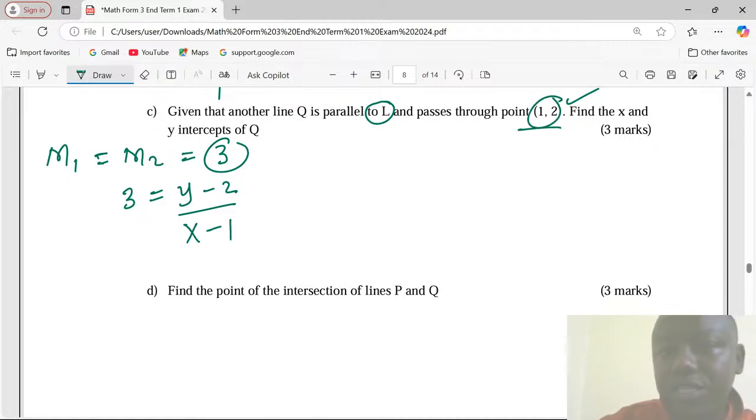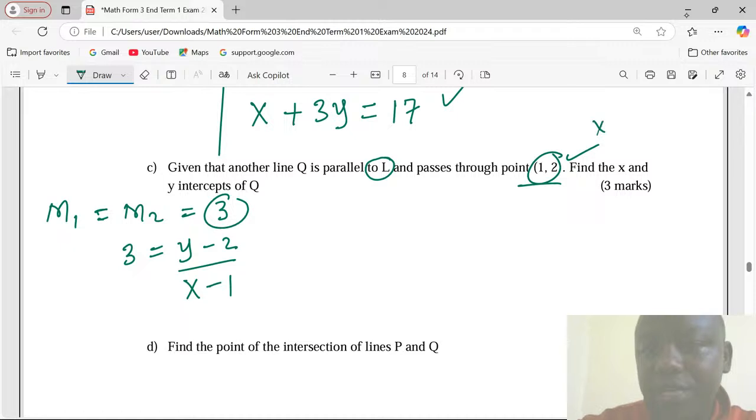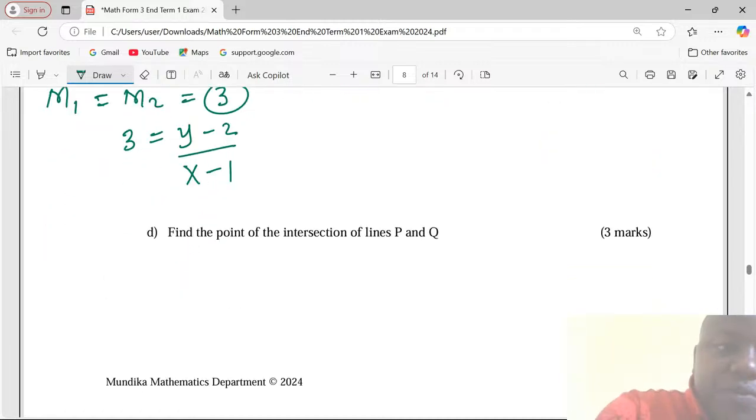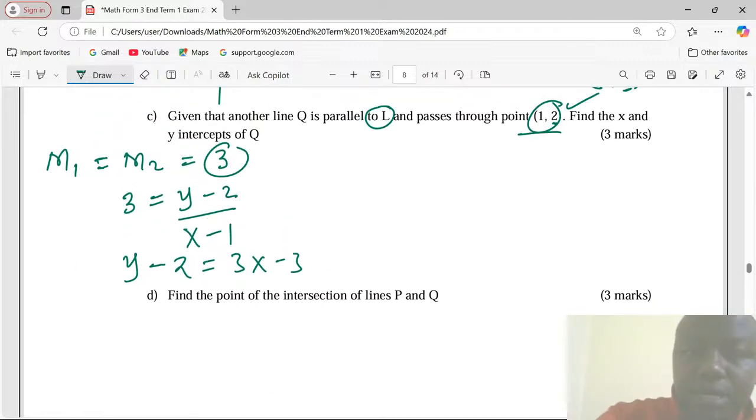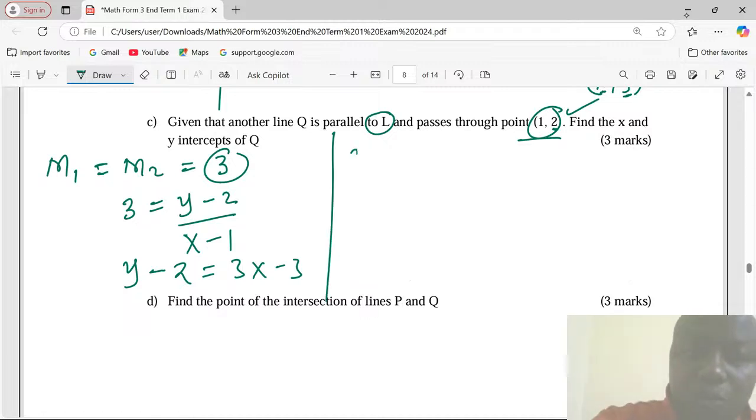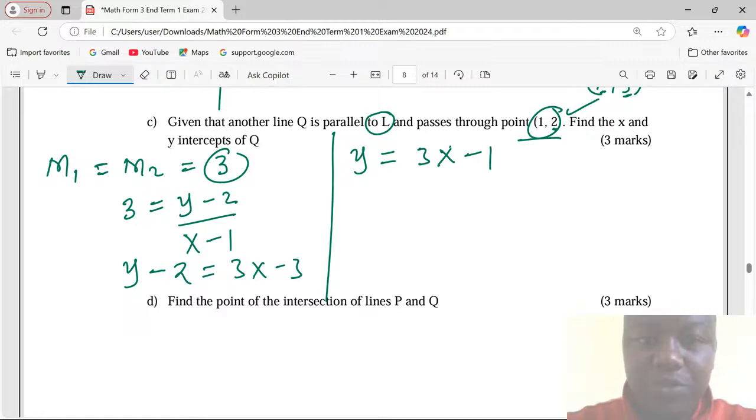Using that coordinate and another coordinate (x, y), change in y minus 2, change in x minus 1. Cross multiplication gives us y minus 2 equals 3x minus 3. So at this point we can say y equals 3x minus 3 plus 2, which becomes negative 1. This is now the equation. With the equation, it is easy for us to find the intercepts of this particular line.